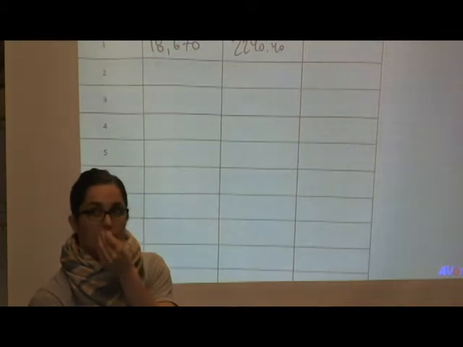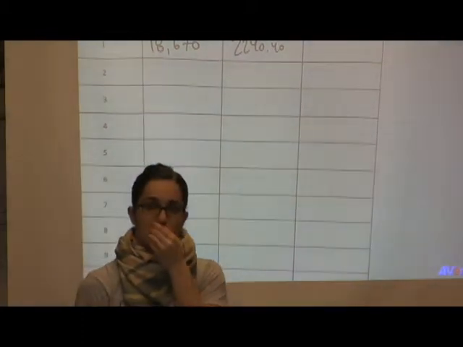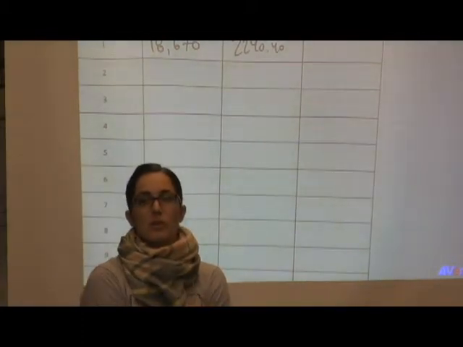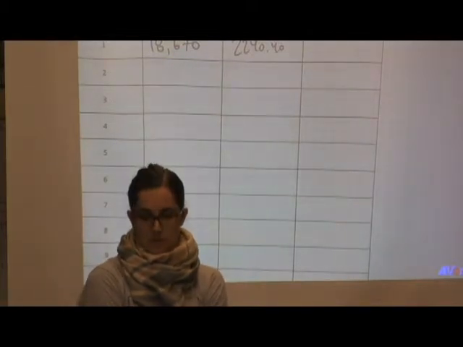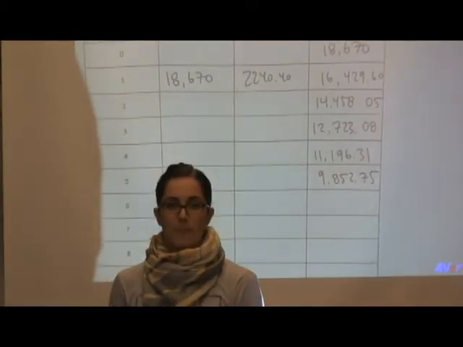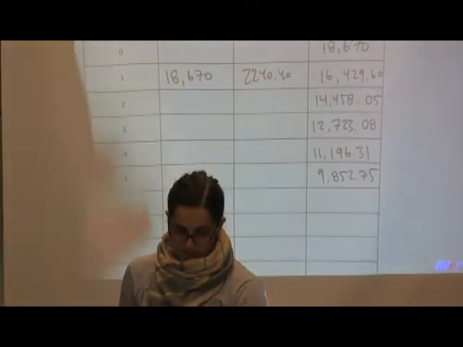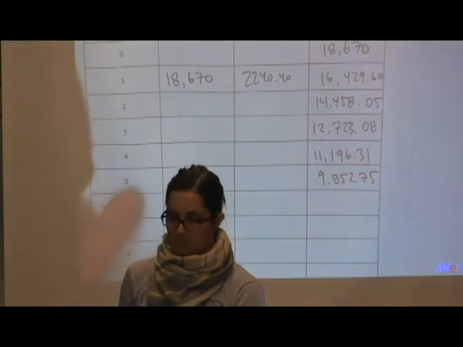Well, here it is. Hey, I found it. Okay, so it's y equals 18,670 times 0.88. After 12 years, what did you guys get as the price?